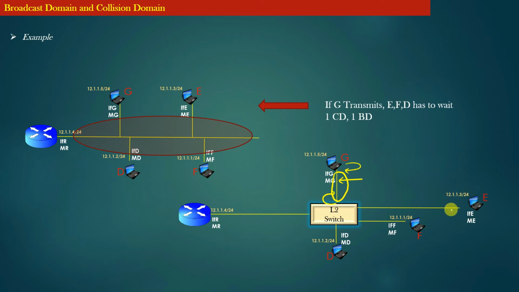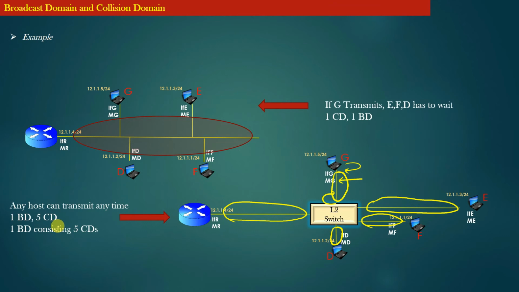So the same applies to all other host machines. So the collision domain for the host machine E will be this one, and the collision domain for the host machine F will be this one, and the collision domain for the host machine D will be this one, and the collision domain for the L3 router will be this one. So you can see that by placing an L2 switch in the topology, you have actually reduced the collision domain from one big collision domain in the previous example to 5 smaller collision domains. So you can see in this topology there are 5 collision domains, whereas there continues to be one big broadcast domain.